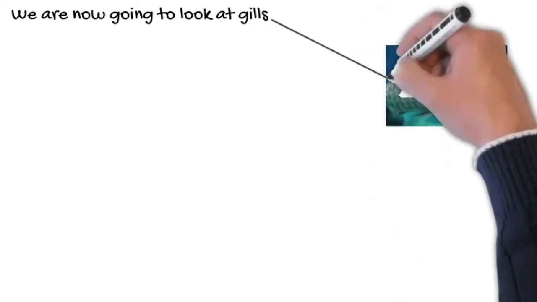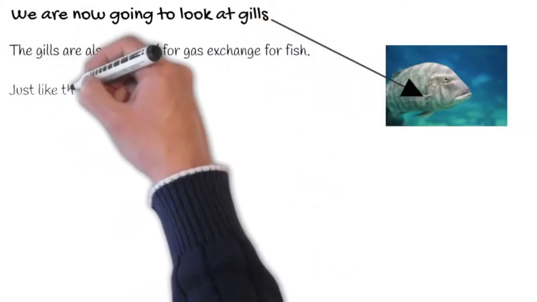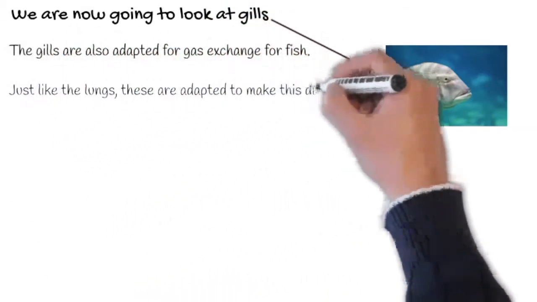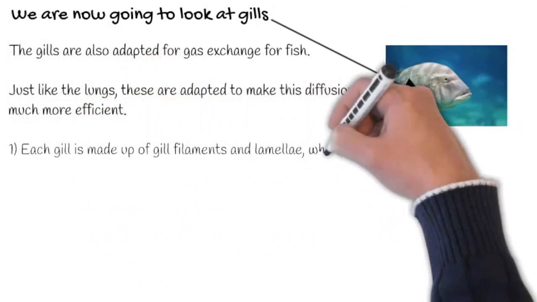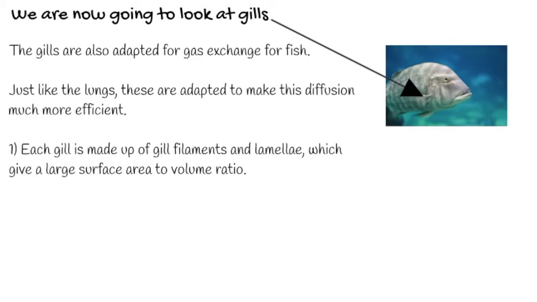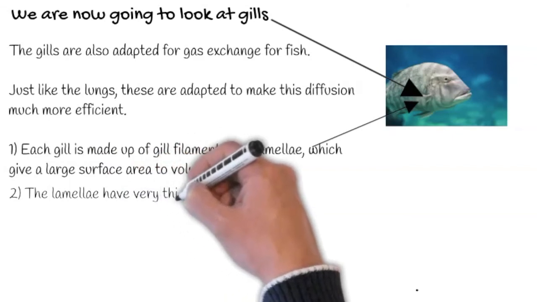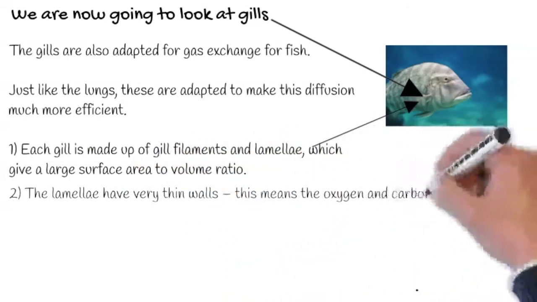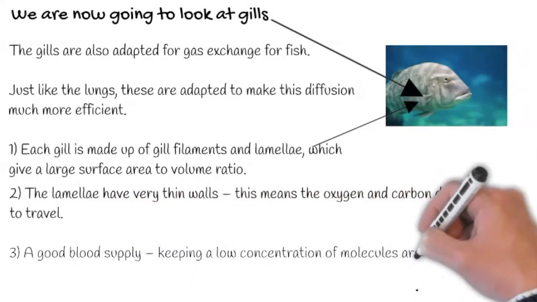We are now going to look at gills, which are here. The gills are also adapted for gas exchange for fish. Just like the lungs, these are adapted to make this diffusion much more efficient. Each gill is made up of gill filaments and lamellae, which give a large surface area to volume ratio. The lamellae have very thin walls. This means the oxygen and carbon dioxide travels much quicker. They also have a good blood supply, keeping a low concentration of molecules around the gills.